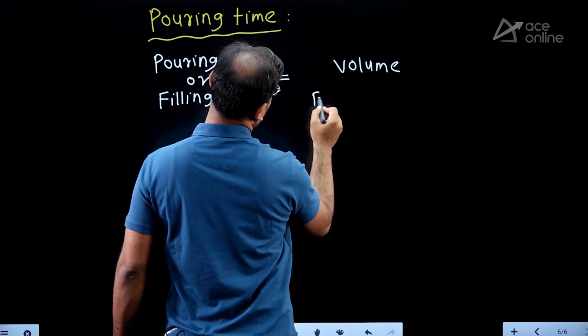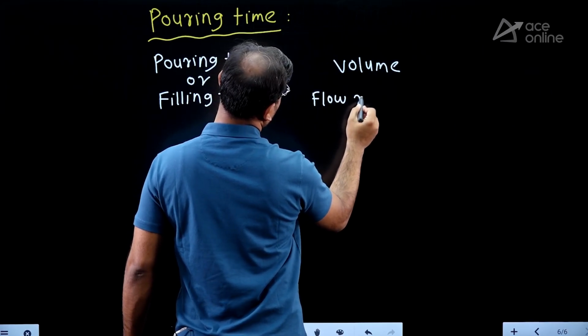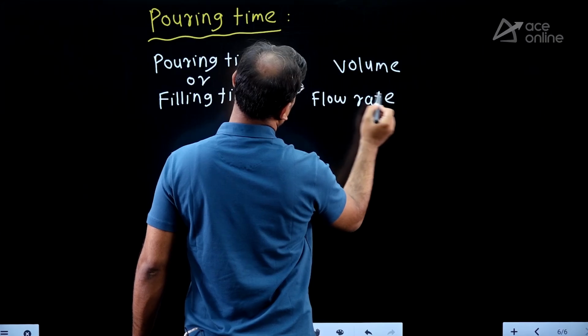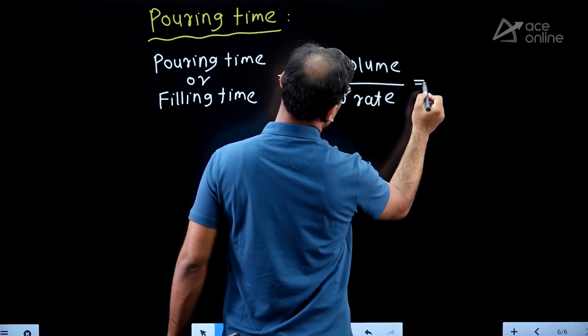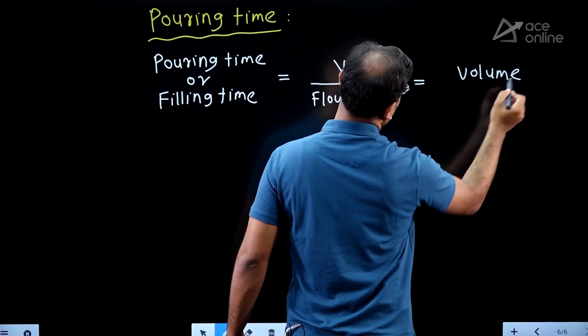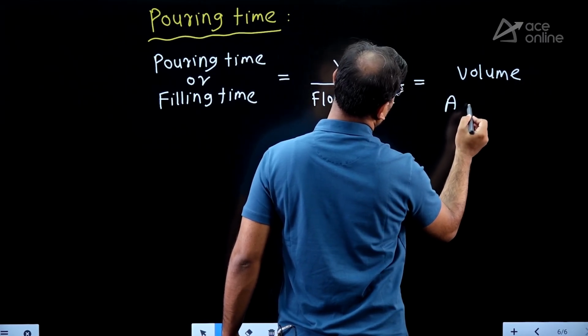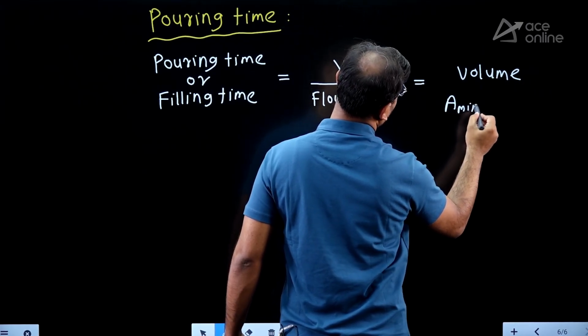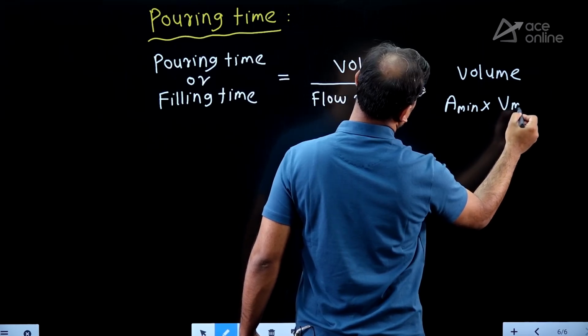Volume divided by flow rate. Then it is equal to volume here. Flow rate means area into velocity. Here I can write the minimum area and here the maximum velocity.